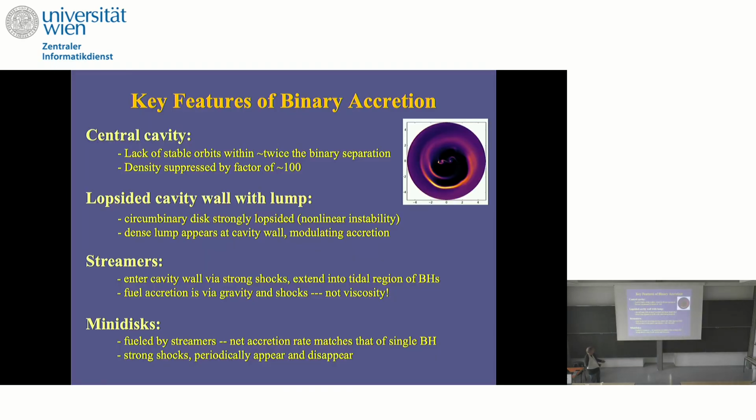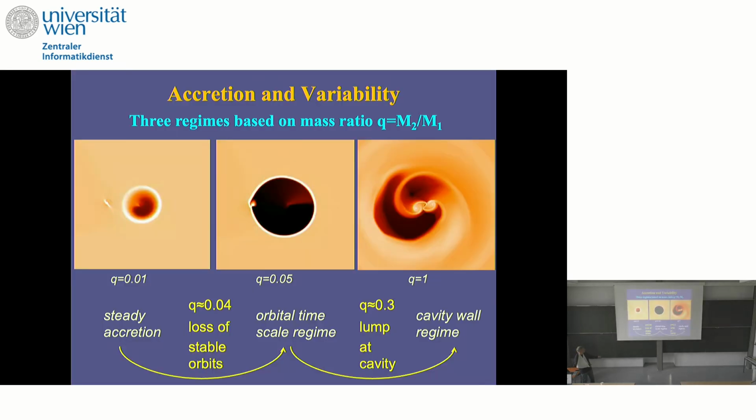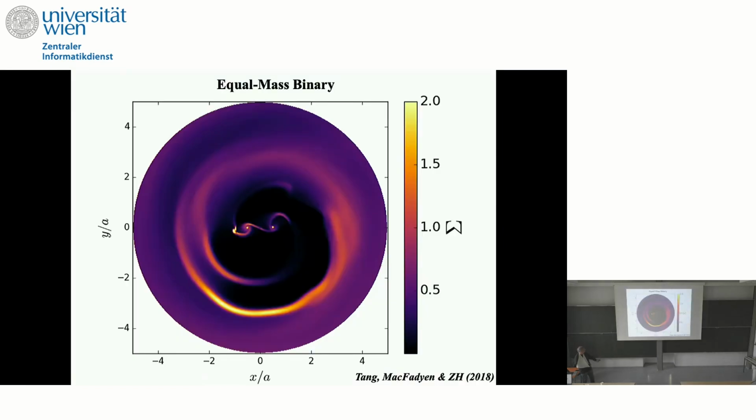Now, this is important both for orbital evolution and electromagnetic signatures. Let me just summarize what I've said, now focusing on the equal mass case. First of all, there's the central cavity. That's explained by the lack of stable orbits. Density is very low. A very interesting fact is that this cavity is not circular. Because of this, this is another version of this movie.